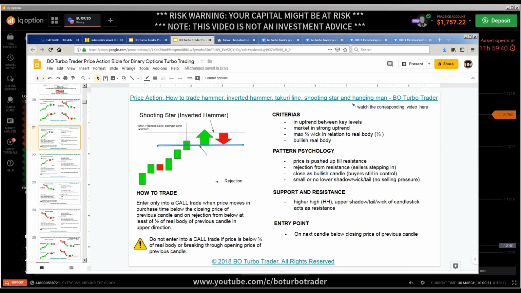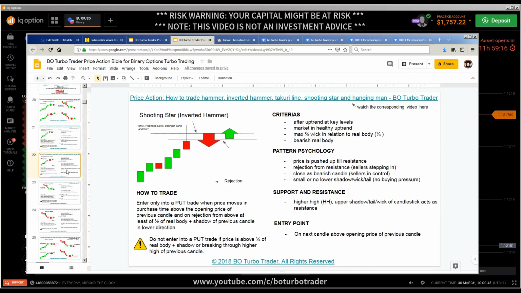Do not enter into a call trade if price is below the half of the real body, or breaking through the opening price of the previous candle, or this one here. If price is breaking through this level, then you don't trade any kind of call anymore, because then it's mostly too risky. That means mostly that price will reverse, and then instead of the call option, you get the put option.